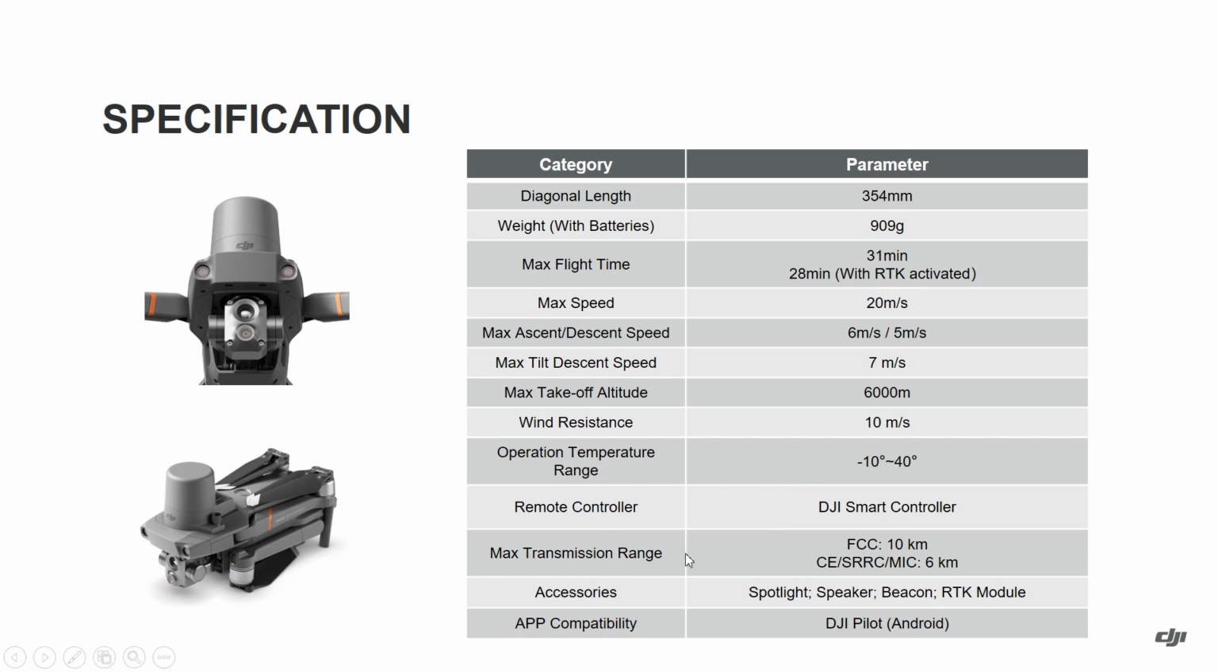And the maximum transmission range is 10 kilometers for FCC and 6 kilometers for CE. And of course, for the accessories, we have the standard spotlight, speaker, and beacon, and we also have the optional RTK module.